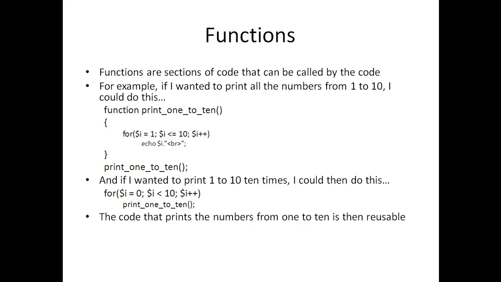So if I wanted to print 1 to 10, ten times, I could then do this. For i equals 0, while i is less than 10, i plus plus, print1to10. So now you have an example of the function print1to10, which breaks down an easy to accomplish task, a for loop that prints 1 to 10. And then I'm using another for loop to call print1to10. So in essence, I'm getting 1 to 10 printed 10 times.